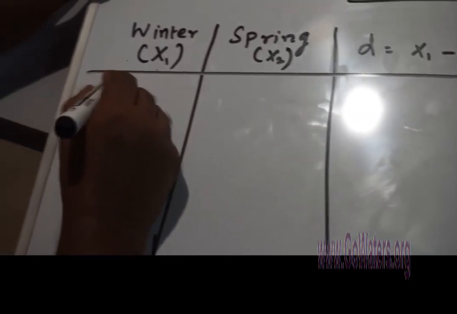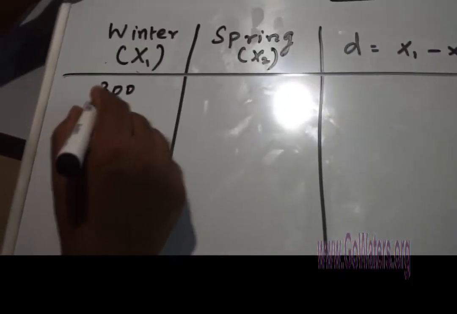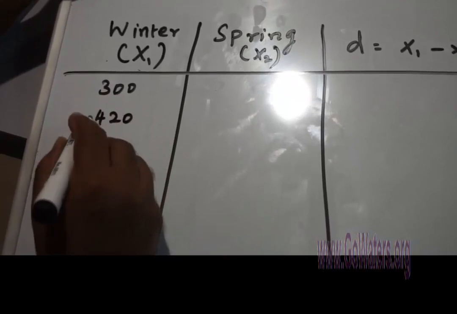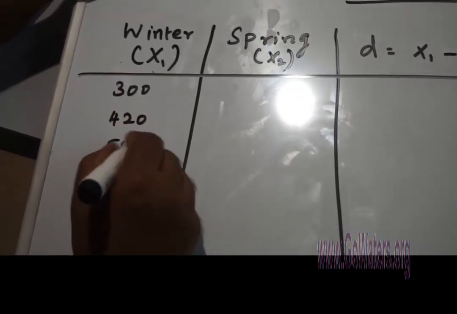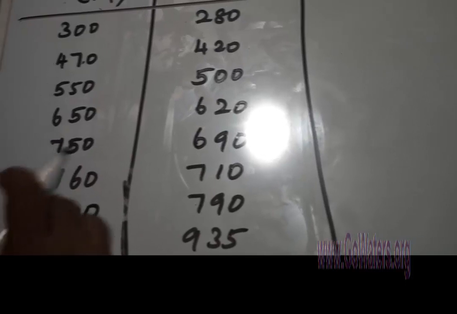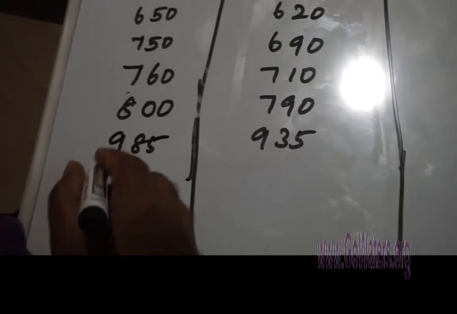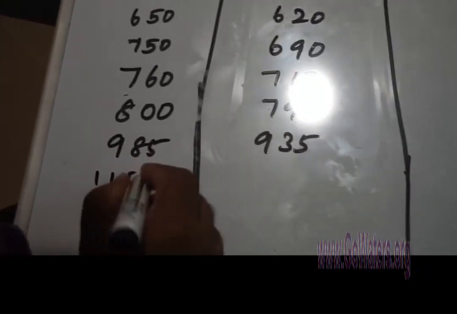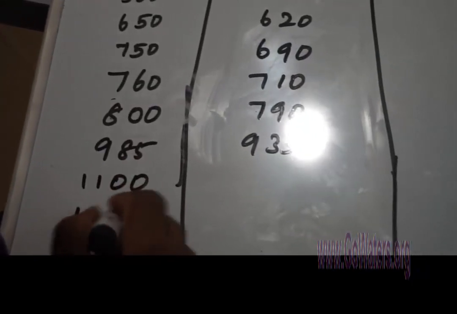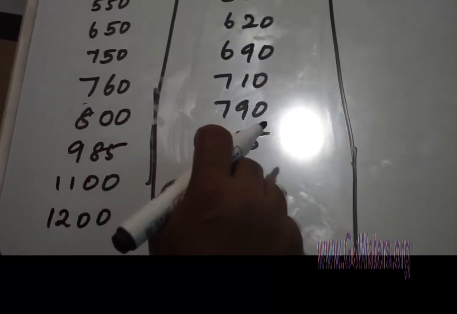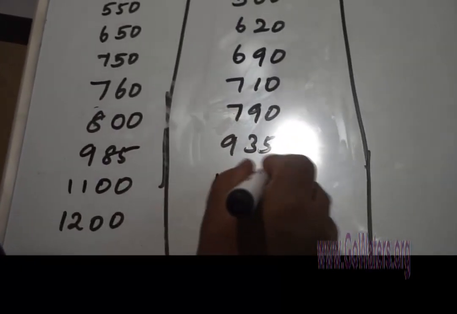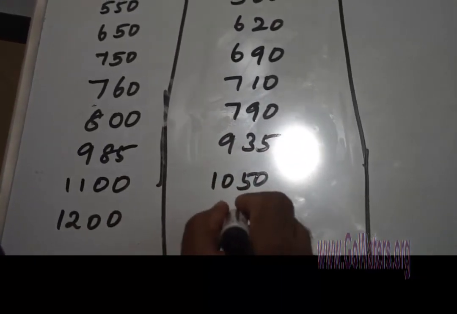I'm taking these values: 300, 420, 550, 985, 1100, and then 1200. Then 935, 1050, and then 1110. So I have the 10 bears and their weights in pounds in winter and spring.